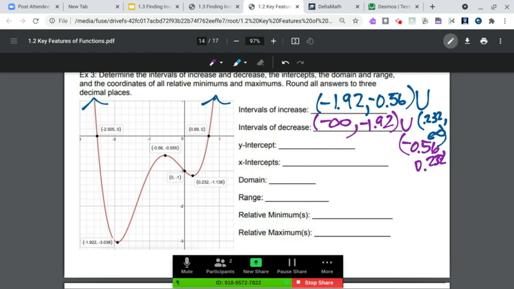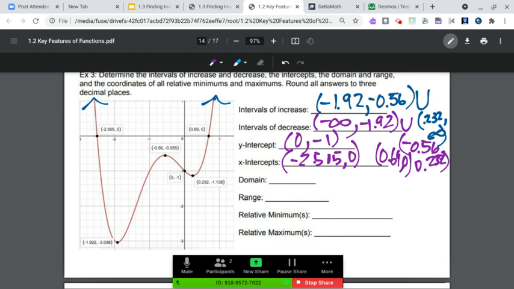Awesome. Good job. Okay, y-intercept. What's your ordered pair for your y-intercept? 0, negative 1. Good. What's your ordered pairs for your x-intercepts? Negative 2.505, 0 and 0.69, 0. Awesome. Okay, so you've got those down.